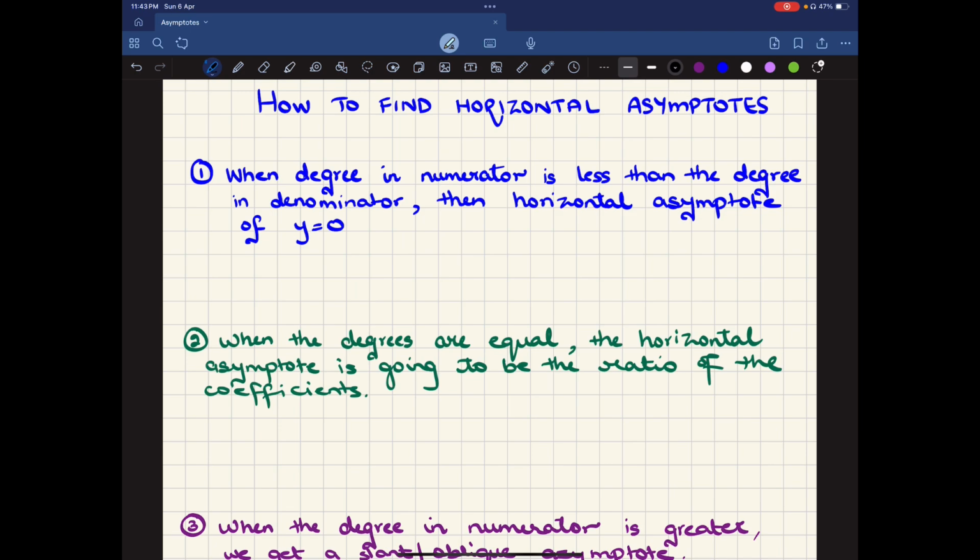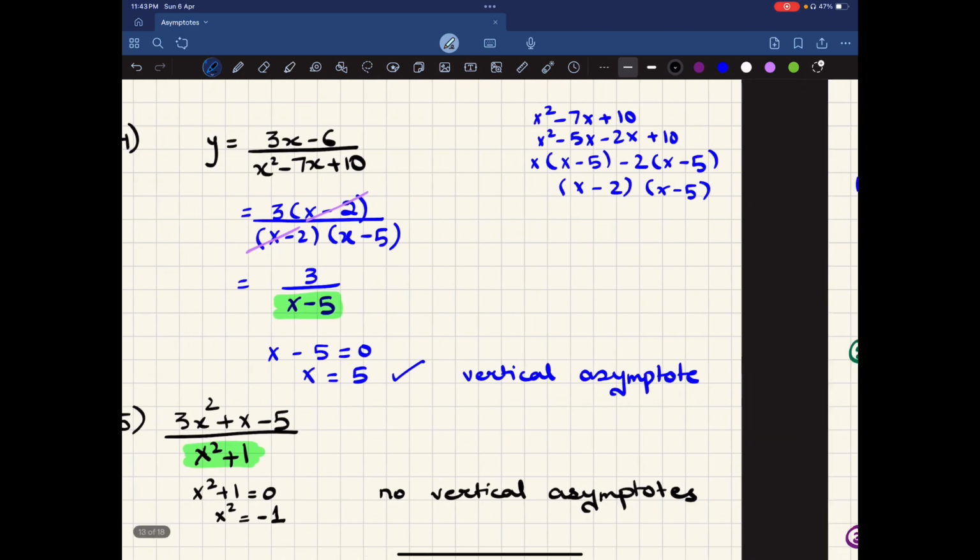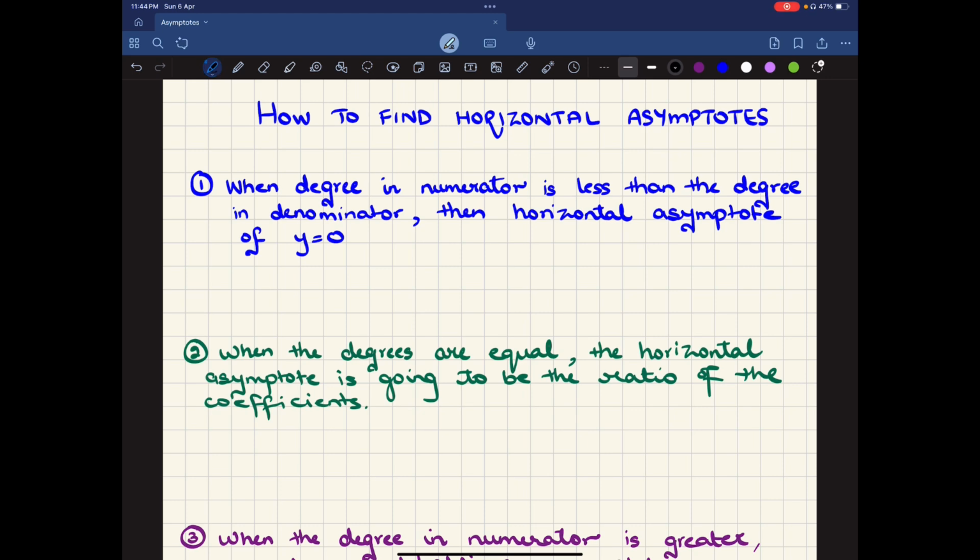Okay, so let's take an example. y is equals to 1 over x minus 3. So what is the degree of x in the numerator? We don't have an x in the numerator, which means the degree of x is 0 in the numerator, and in the denominator, the degree of x is 1. So when the degree in the numerator is less than the degree in the denominator, the horizontal asymptote of y is equals to 0 exists. Okay, so this is a rule that you have to memorize.